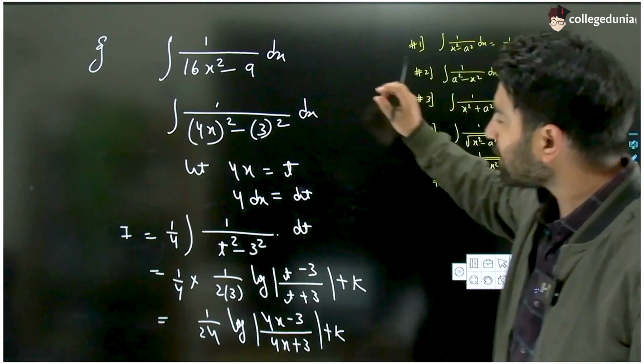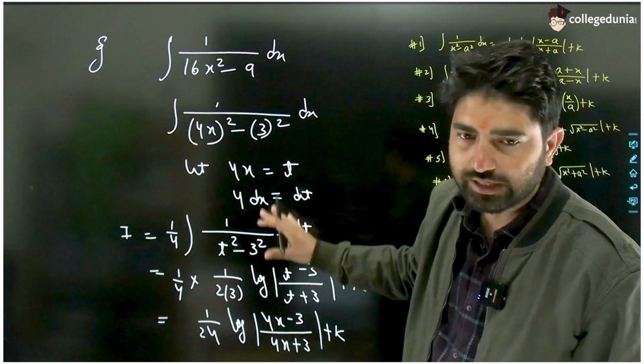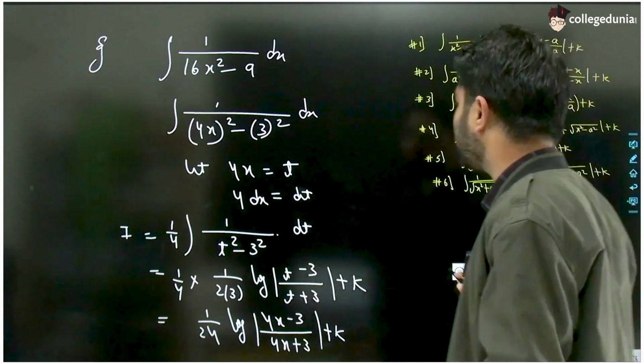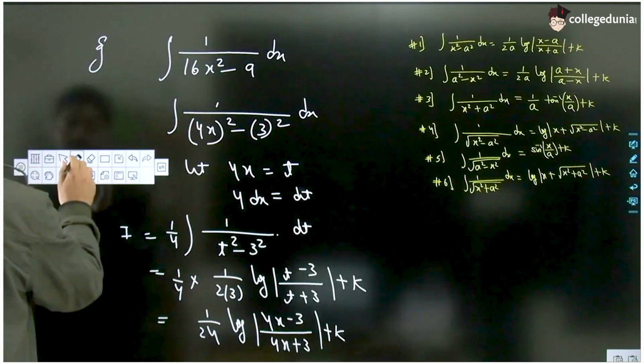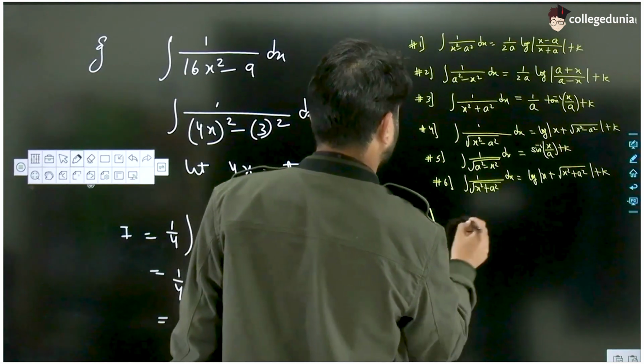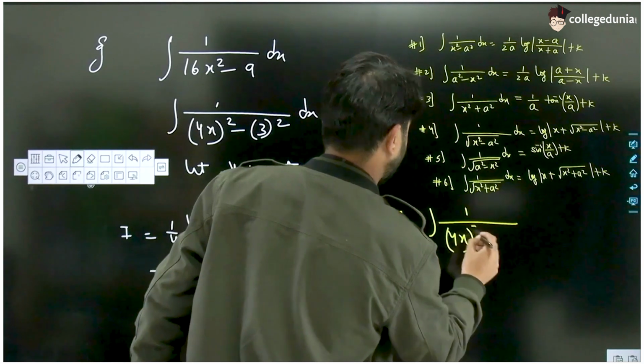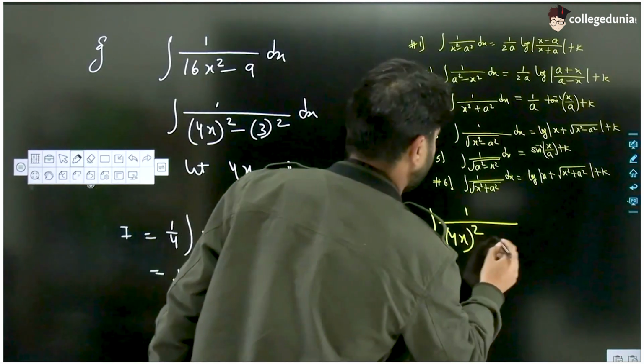So I have taken many steps. I have used many steps to integrate this question. There was a direct method to integrate this question. What is it? We have to integrate the expression 1 upon (4x) square minus 3 square.